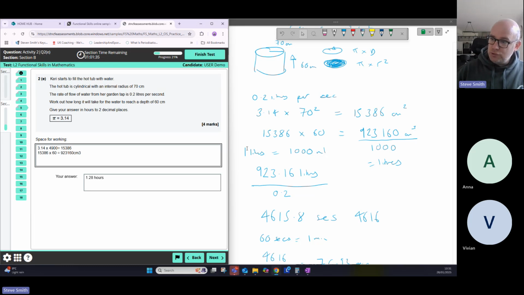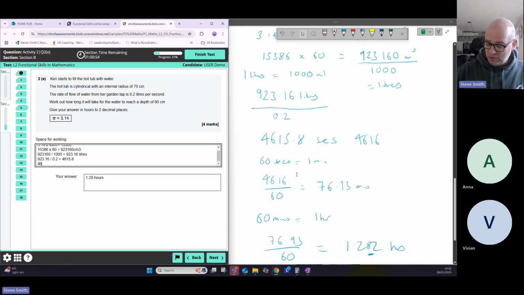So we go where we got 923,160 divided by 1,000 equals 923.16. And so we now know that is our liters. Once we've got our liters, we then have to divide it by 0.2 to get how many seconds. So 923.16 divided by 0.2 equals seconds, which was 4615.8. We then changed that to 4616.